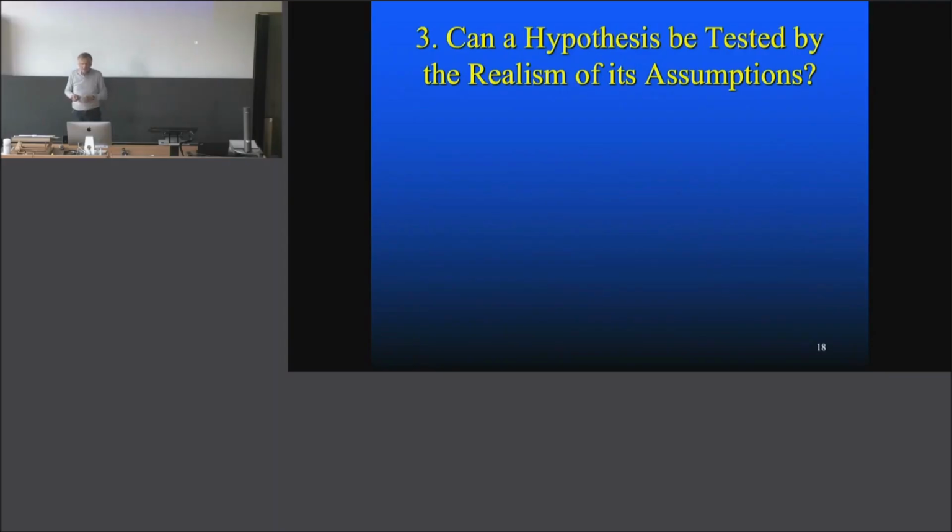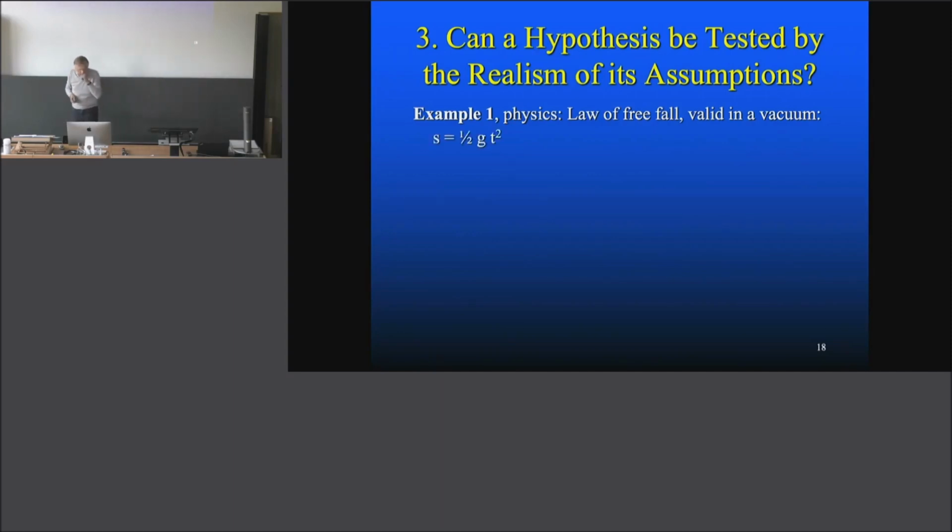Can a hypothesis be tested by the realism of its assumptions? Now this topic was already started in section 2, and now he makes it in greater detail by presenting 4 examples, which have been widely discussed in the literature. At first he starts from physics and says, look, in physics, people use the law of free fall. The law of free fall is valid in a vacuum.